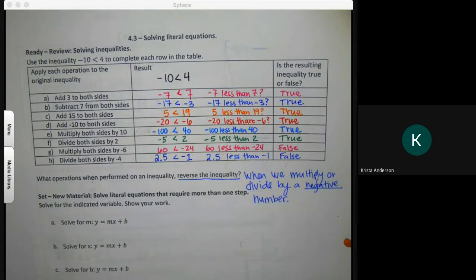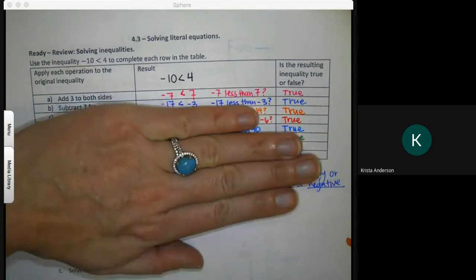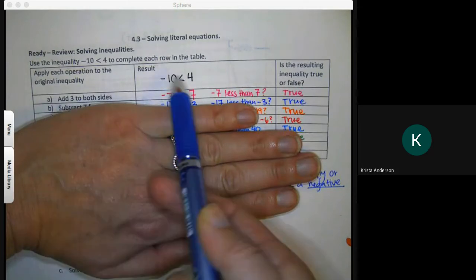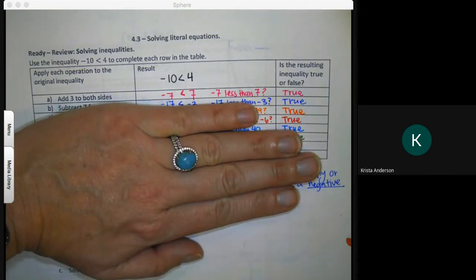So your homework on the first section, solving inequalities, you'll be asked one question. What happens when you add 3 to both sides? Is it true or false? And then you'll select it and explain why. It won't be a huge table. You'll just have one question.